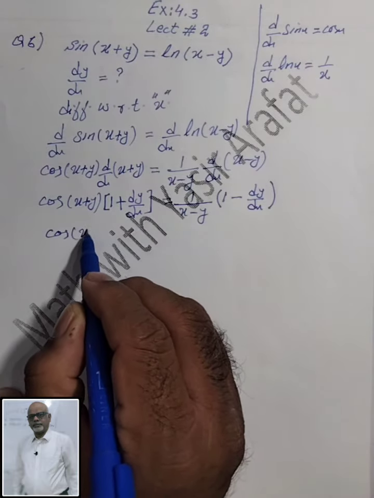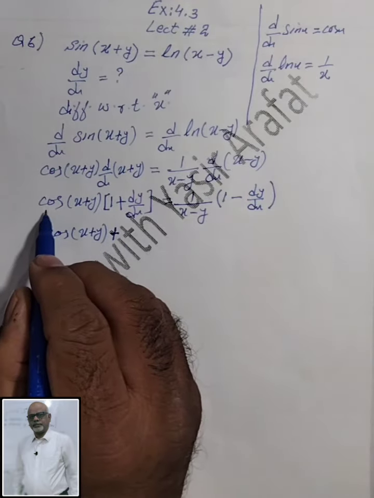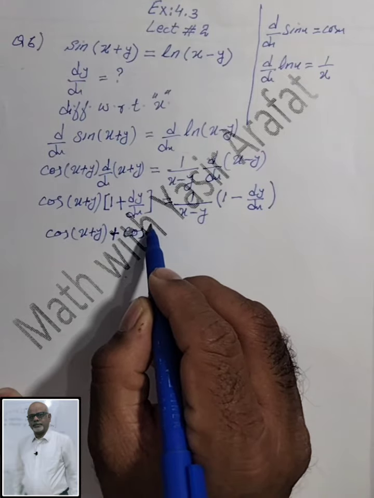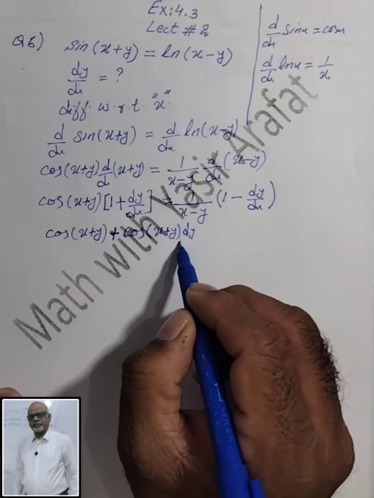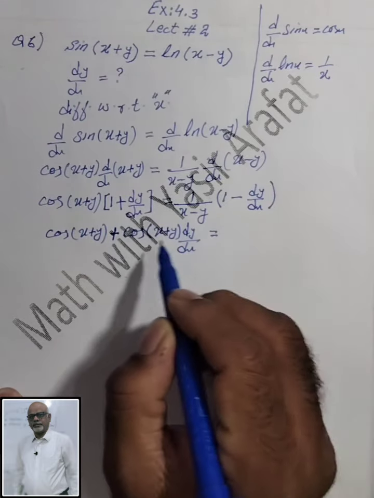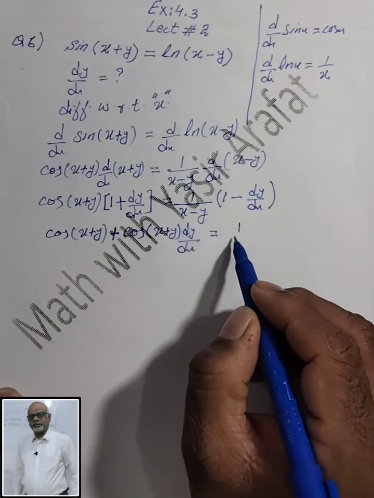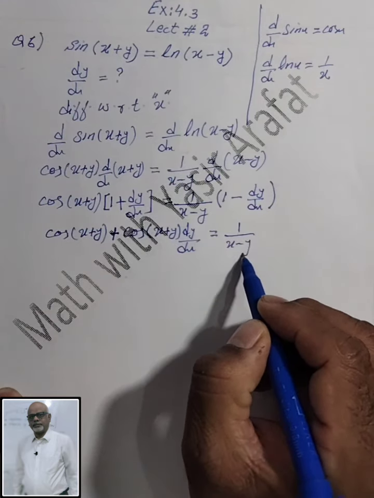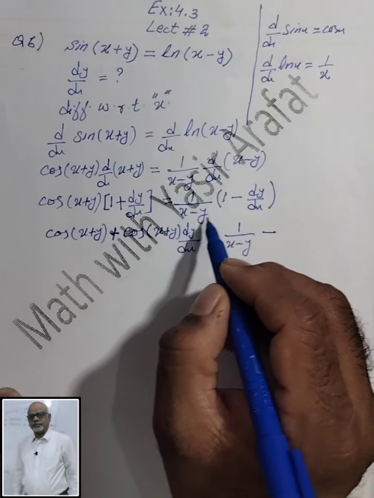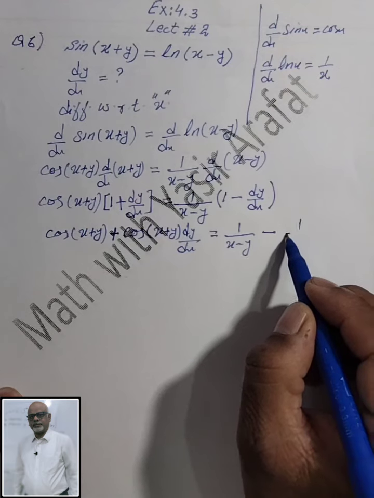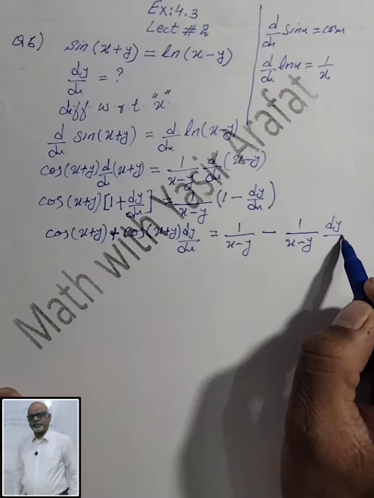This is cos of (x plus y) multiplied by 1, which remains the same, and then cos of (x plus y) multiplied by dy upon dx. Left hand side multiplication. Now the right hand side: 1 over (x minus y) will multiply by this, so it will be 1 over (x minus y). Minus times minus, 1 over (x minus y) will multiply with dy upon dx. So this is (x minus y) dy over dx.